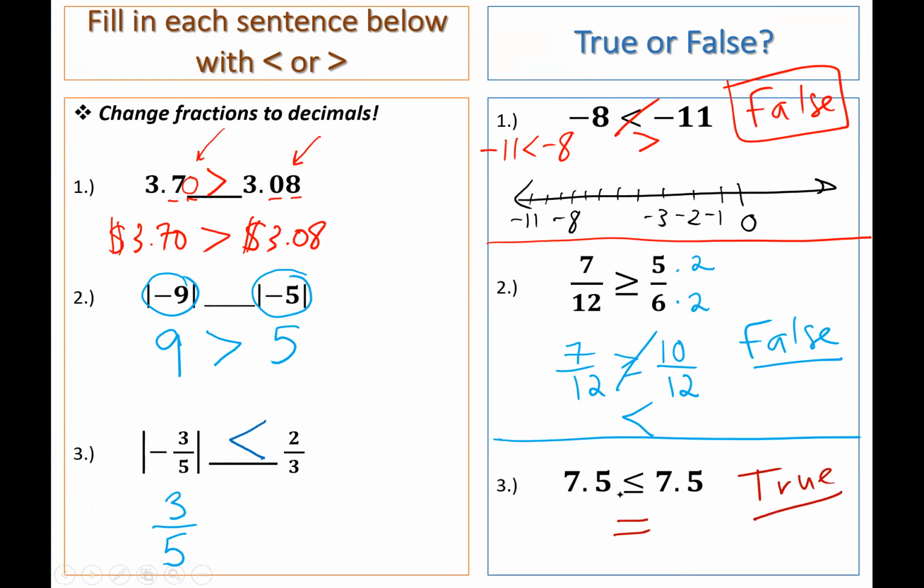Now, if it was 7.5 is less than 7.5, we would have to say false for that one. So the only thing that makes this problem true is that line underneath the inequality, because that's implying that the numbers are equal.